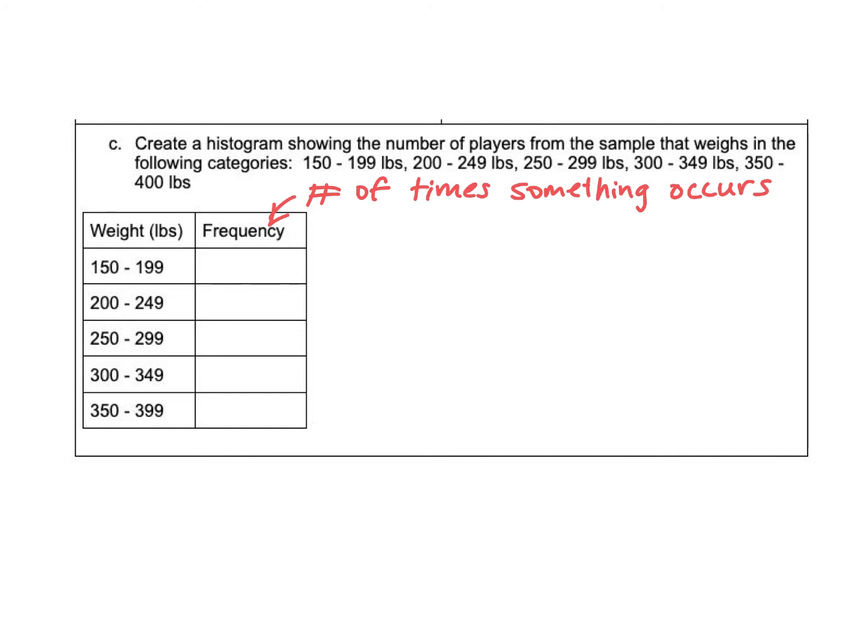Whatever way you want to say it. What I need you to do is go back to your dot plot, or go to the list of data, or the easiest thing would be to go back to that stem and leaf, and count how many people would be in the weight category of 150 to 199 pounds. So how would you do that?